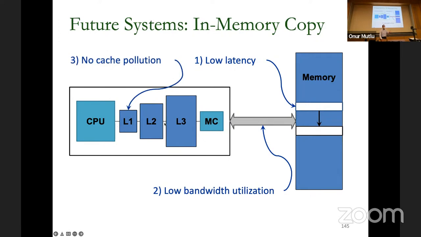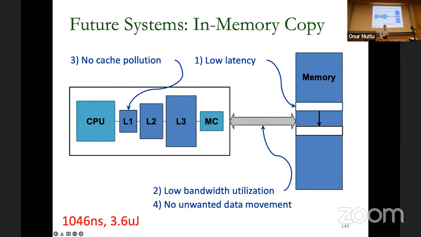Again, no cache pollution, but you could eliminate that with DMA. So DMA saves that part clearly. But DMA doesn't save this part. There's unwanted data movement on the bus over here. But if you do it completely inside the memory, you get rid of unwanted data movement. And this unwanted data movement, as I said, is bad for energy, bad for performance of the application, and also bad for other applications running in the system, other threads.